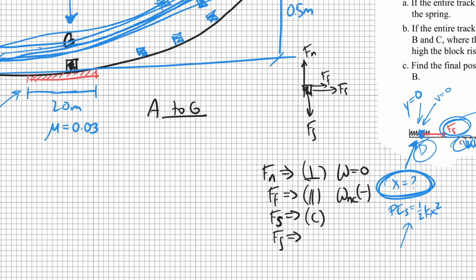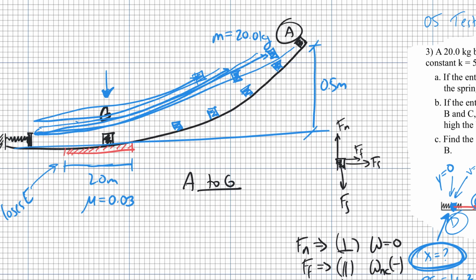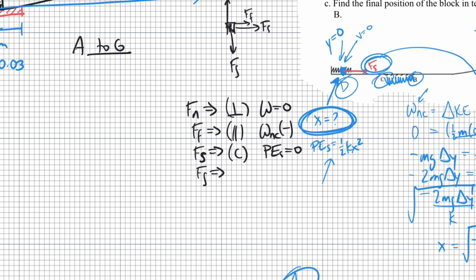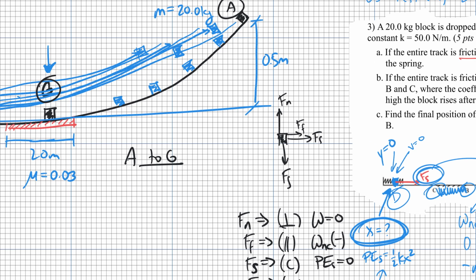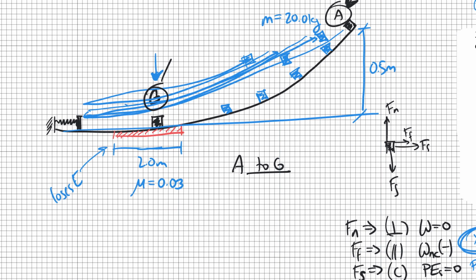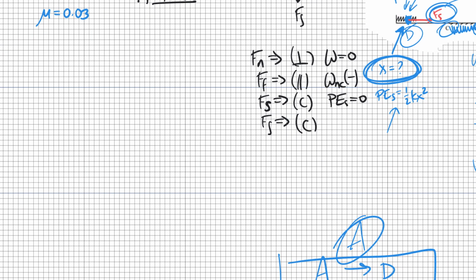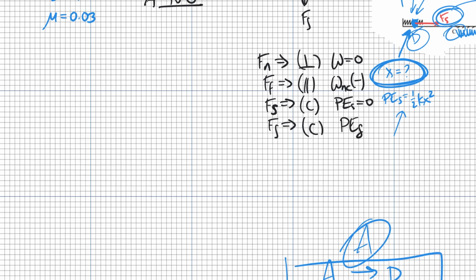PE of the spring equals 0 at both A and at G, so it's going to be 0 for this particular problem. And then the force of gravity is conserved. A has potential energy due to gravity, and G does not if I set y equals 0 right there. So potential energy due to gravity must be taken into account.